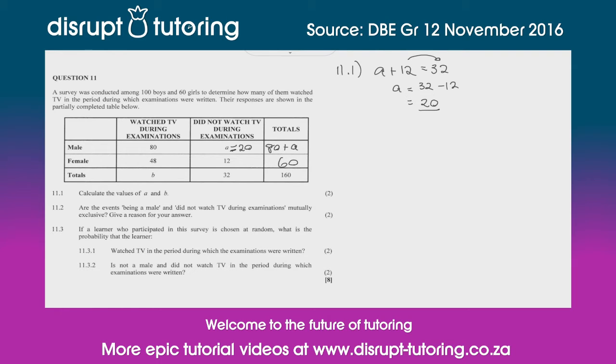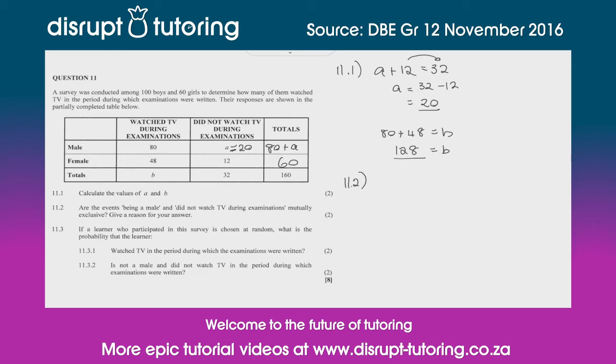Right, cool, so now let's try and figure out B. Well, B, we can follow the same logic. We have 80 and 48, so if we add 80 plus 48, that should give us the total for the males and females who watched TV during examinations. So we can say 80 plus 48 equals B, and 80 plus 48 is simply 128, and that equals B. That'll give you 2 easy marks.